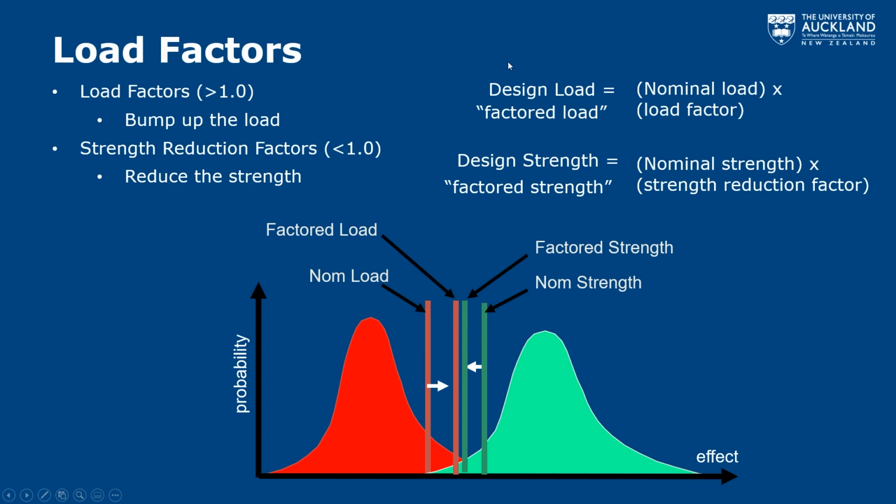And we do that by throwing some factors on. On the demand side, we have these load factors, which are all greater than 1. So we take whatever our design load is, this nominal load, which is the 95th percentile load, and we throw a factor on it. That factor is always greater than 1, and that'll bump up the load. For our strength, we reduce it. For the strength that we use in design, we take this nominal 5th percentile strength and put a strength reduction factor on there. And that is always going to be less than 1.